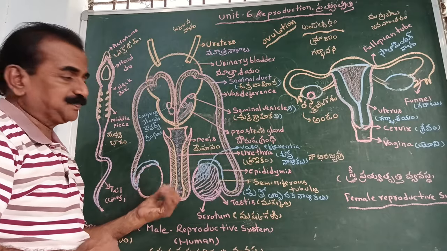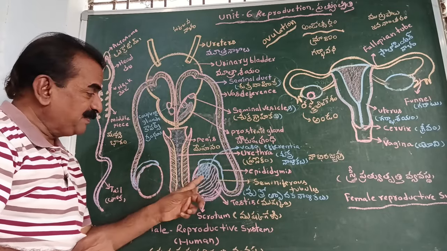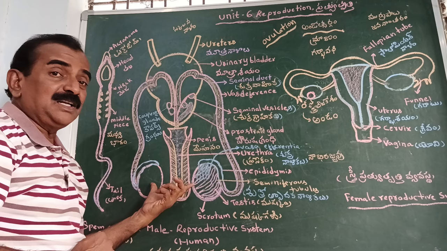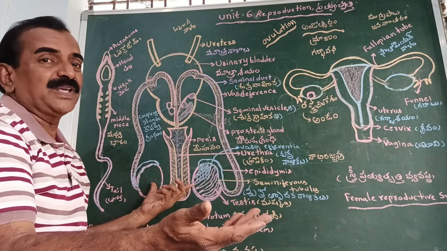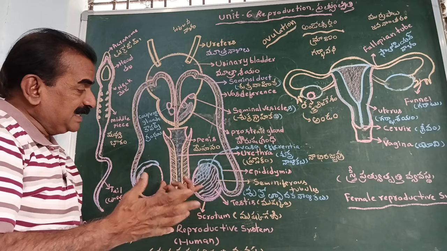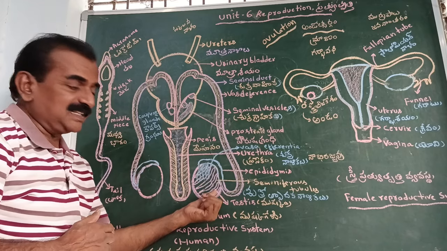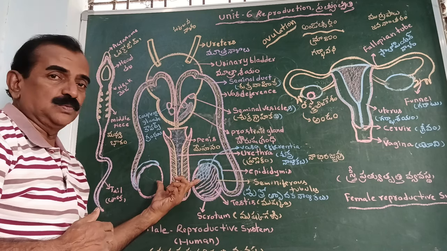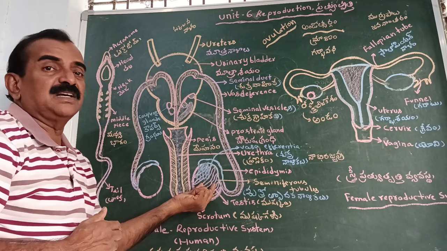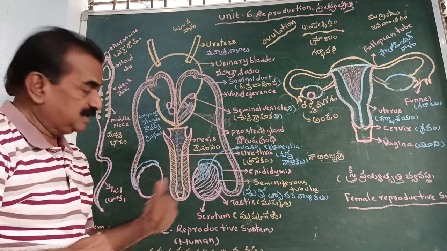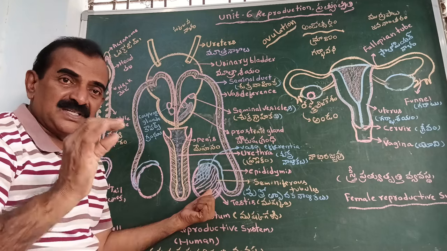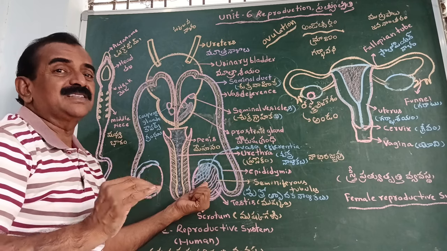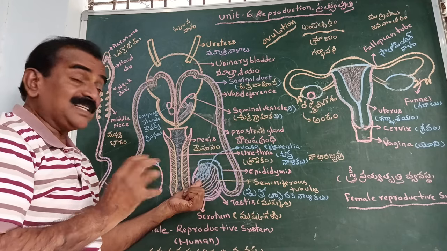This is the male reproductive system. The male reproductive system consists of a pair of testes. These two are called testes. Testes are present outside the abdomen, outside the body, in a skin sac called the scrotum. In this scrotum, testes are present. Testes are two, and each testis consists of a large number of seminiferous tubules. Testes consist of seminiferous tubules, and these seminiferous tubules consist of germinal epithelial cells. And testes are also producing what?